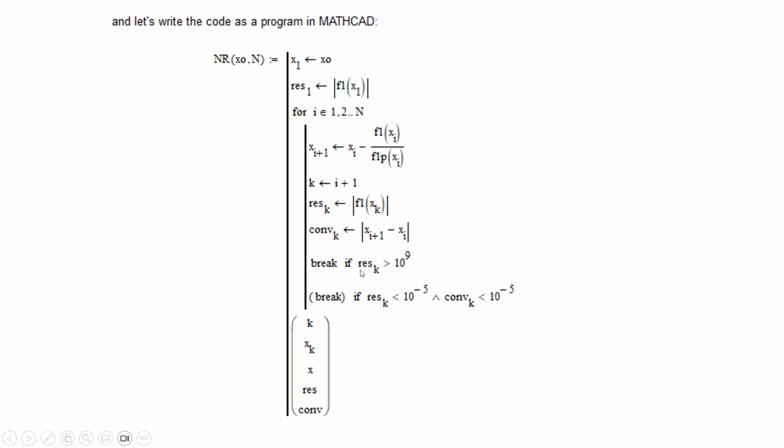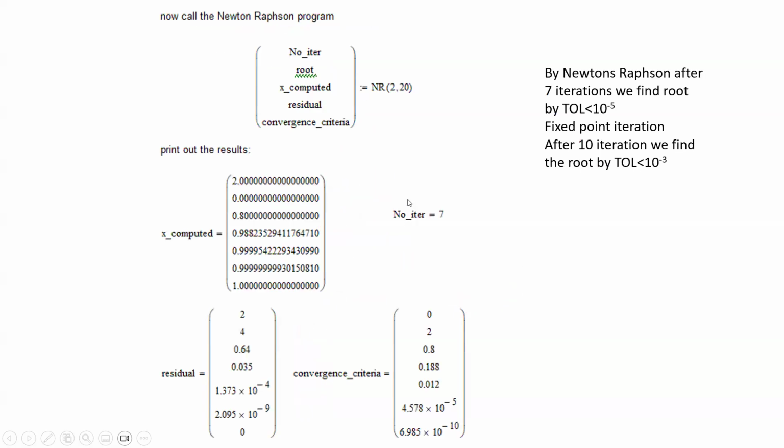Okay, for these problems, we require that both the residuals and iterative convergence meet the tolerance defined by users. But for some types of problems, maybe one of them is enough. These conditions are always defined by the user or client. For these problems, after 7 iterations we find the roots with a tolerance of 10 to the negative 5. But for the fixed point iterations, after 10 iterations, we find the roots with a tolerance of 10 to the negative 3. For this reason, the Newton-Raphson method is faster than the fixed point iterations.